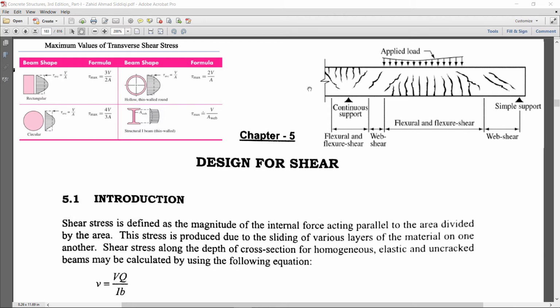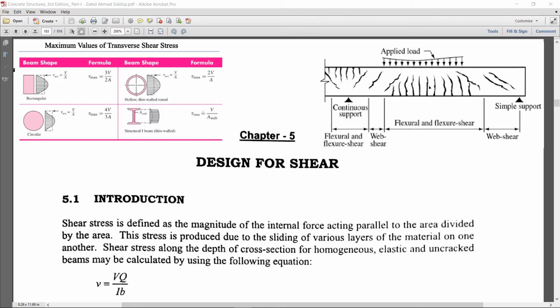Whenever we analyze any beam, we draw the shear force diagram and the bending moment diagram, and against the bending moment diagram we provide the longitudinal reinforcement that we have discussed in the previous lectures. And now I will discuss how to provide the stirrups or ties in the beams against the shear force.